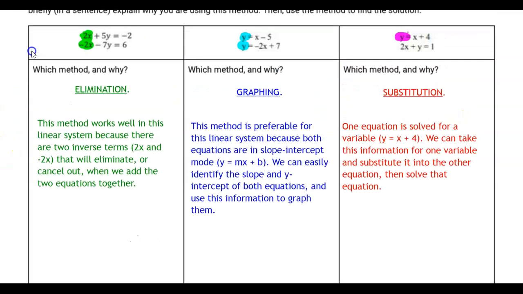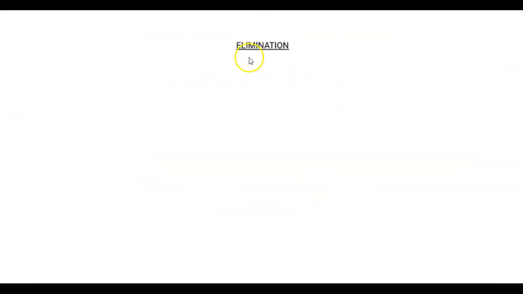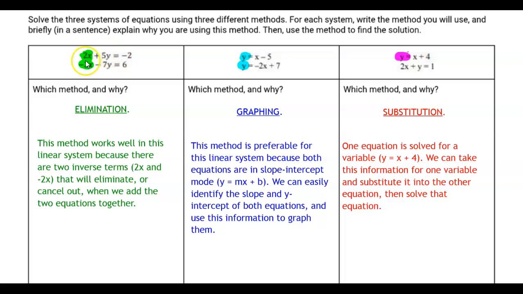Now I'm going to move to the elimination method. That's on the back of the sheet here if you received the sheet from me in class. So the elimination system that we're going to be working with is 2x plus 5y is equal to negative 2, and negative 2x minus 7y equals 6.